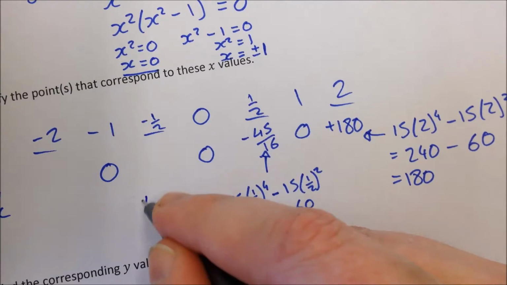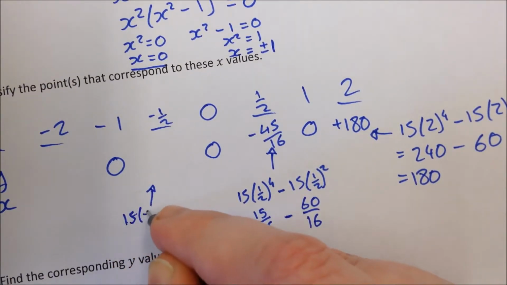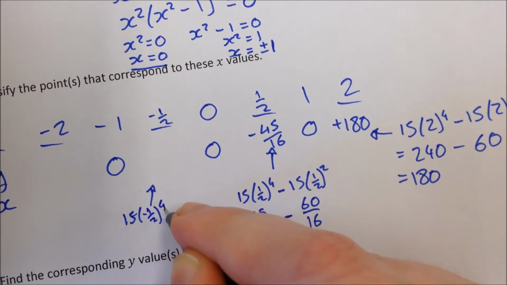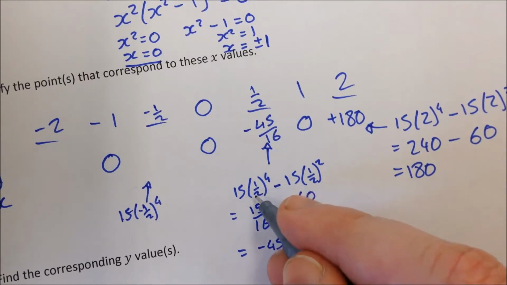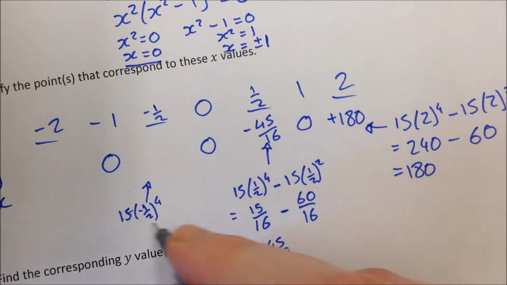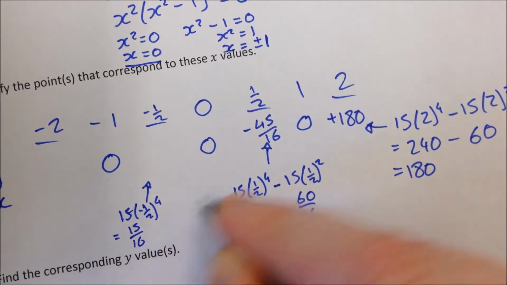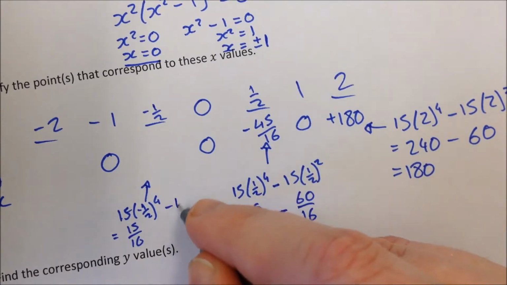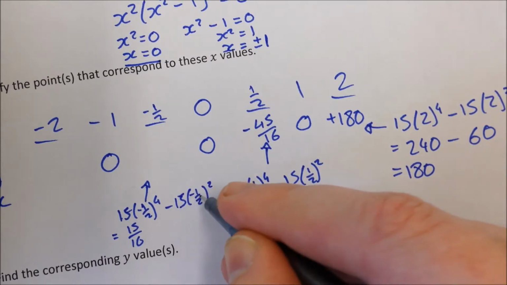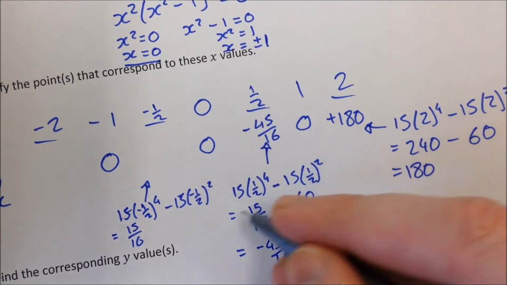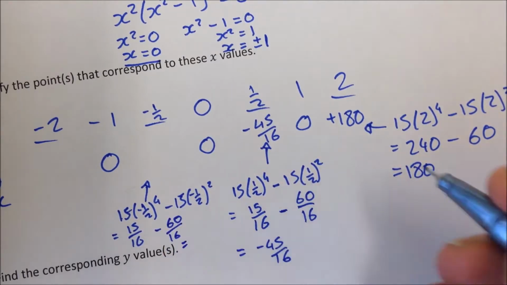This one here, sorry, 15 lots of -1/2 to the 4. So that is going to be like this one, but it is going to come out the same, because -1/2 to the power 4 is still going to be a 16th. So that's going to be 15 16ths. And this one here, 15 lots of -1/2 squared. Well, because of the positive power, it's still going to come out in the same way. So that's going to come out 60 16ths. So it's going to be the same value.